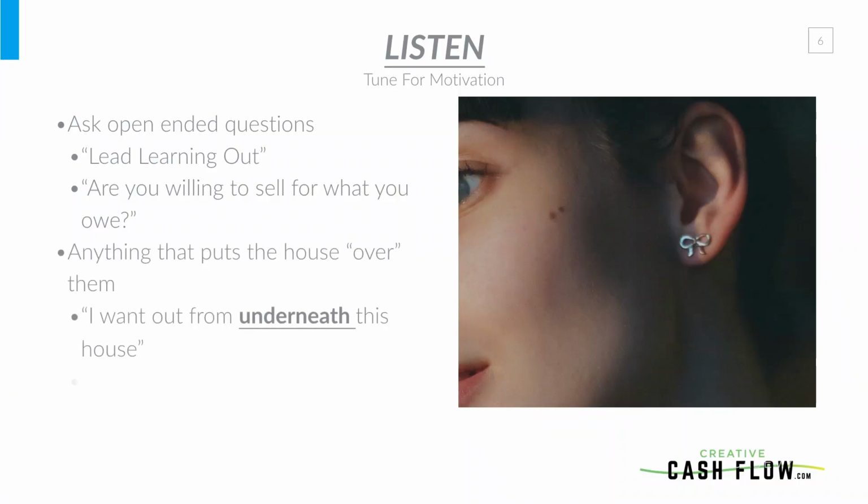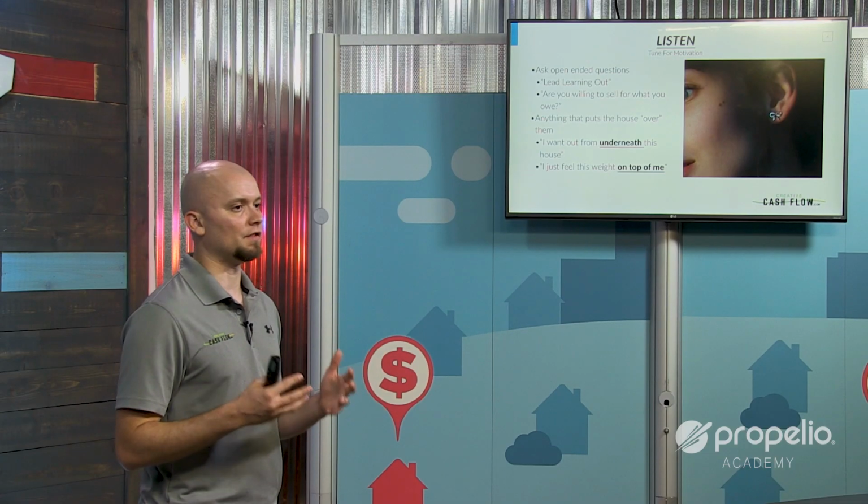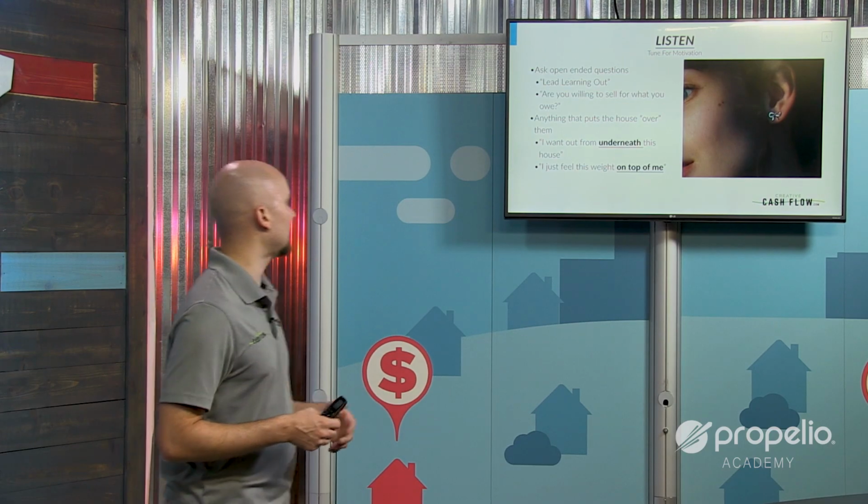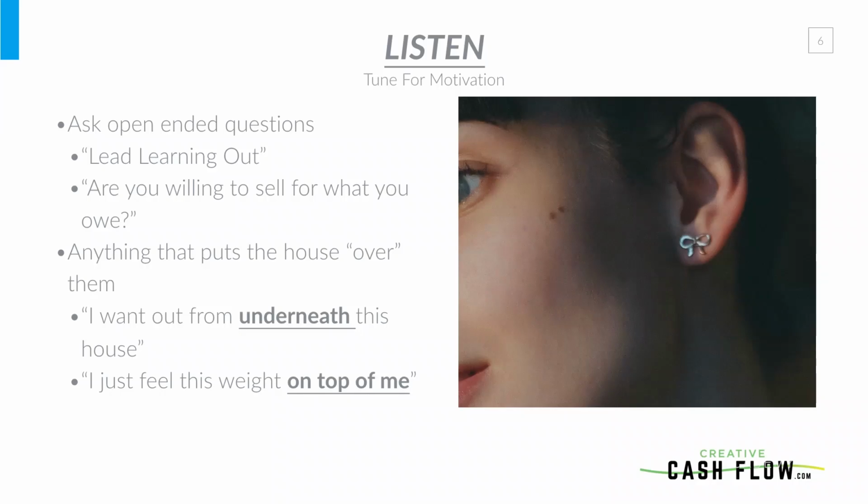Another motivation point that you're looking for is anything that puts the house over them, where they've got some kind of mental image of this house being over them. One of those being, I just need out from underneath this house. Another one being, I just feel this weight of the home on top of me. Any kind of imagery that says that that house is over them, that is your lead. That's the person that you're identifying that says, okay, this person is ready to sell subject to. This person said that their mortgage feels like this weight that's just on top of their shoulders.